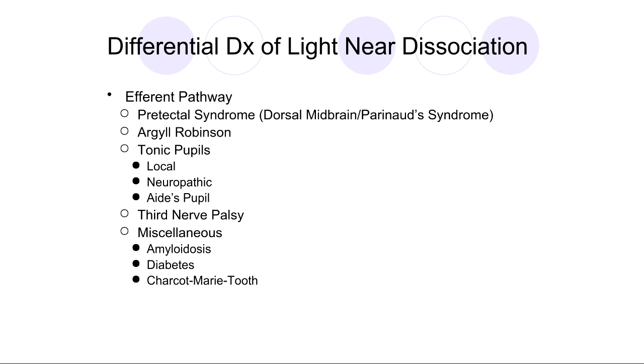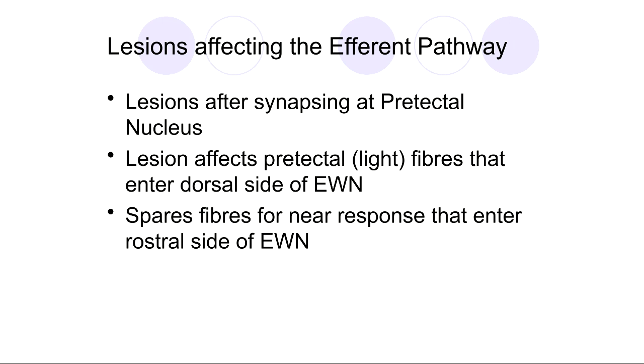Along the efferent pathway, we'll have a pretectal syndrome, which is called your dorsal midbrain or Parinaud syndrome. You'll have your Argyll-Robertson pupil, your tonic pupils, which may be local, neuropathic, or secondary to Adie's pupil. You may have a third nerve palsy, which causes this, and some miscellaneous causes listed there.